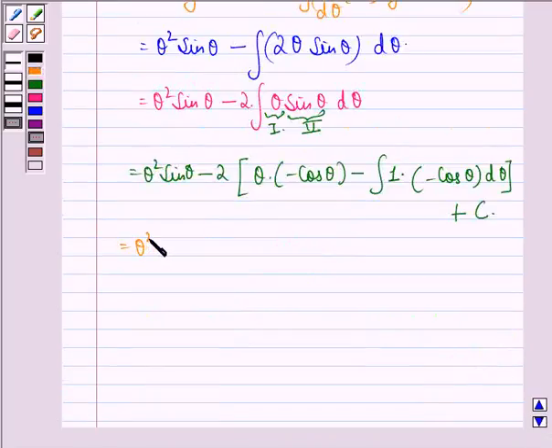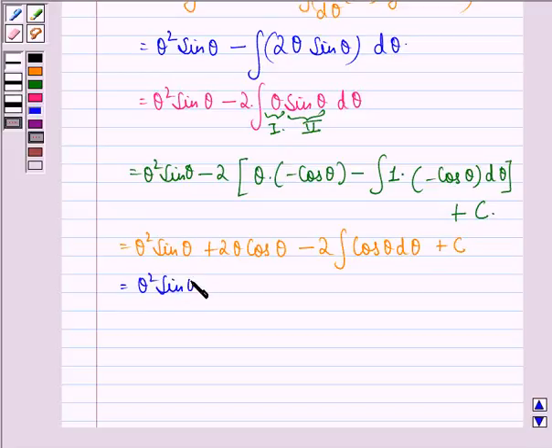This is equal to theta square sine theta plus 2 theta cos theta. Minus minus become plus, so we have a minus sign here also, so we will have minus 2 integration cos theta d theta plus c. This is equal to theta square sine theta plus 2 theta cos theta, which can be written as square root of 1 minus sine square theta, minus 2 sine theta, because integration of cos theta is sine theta. So minus 2 sine theta plus the constant c.